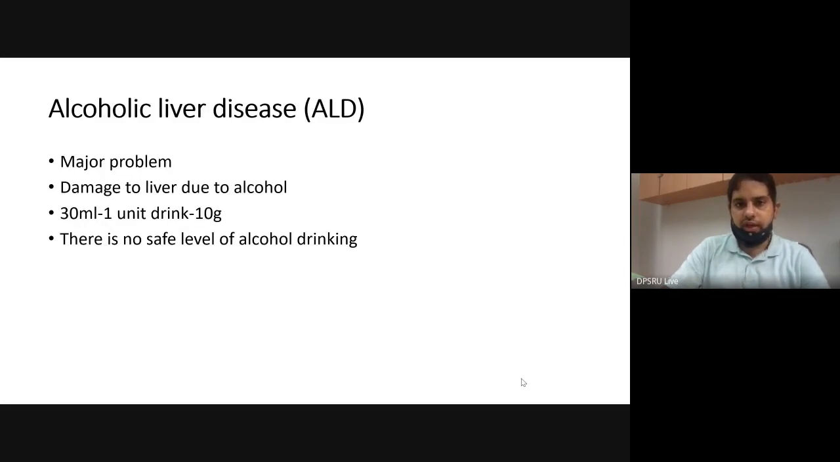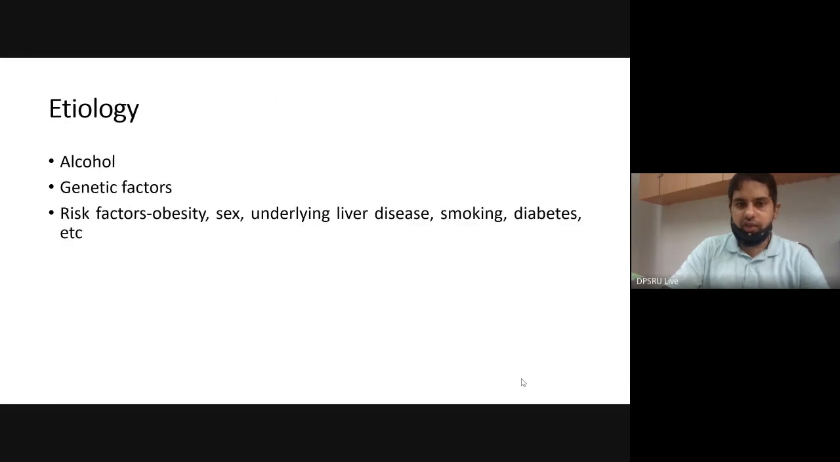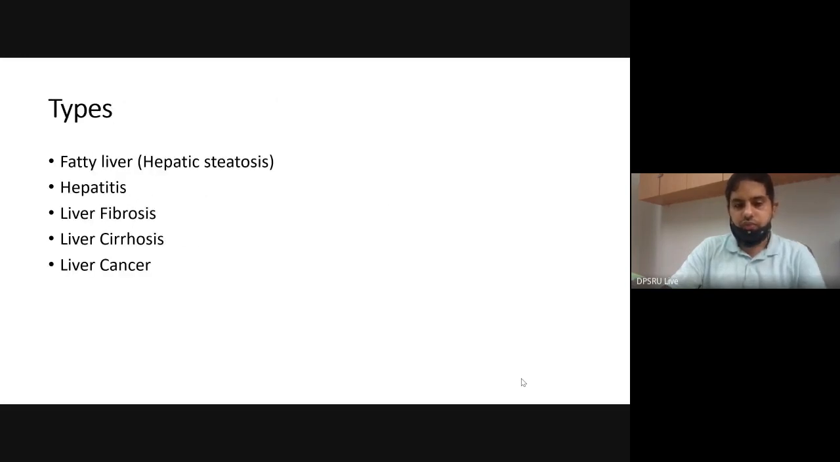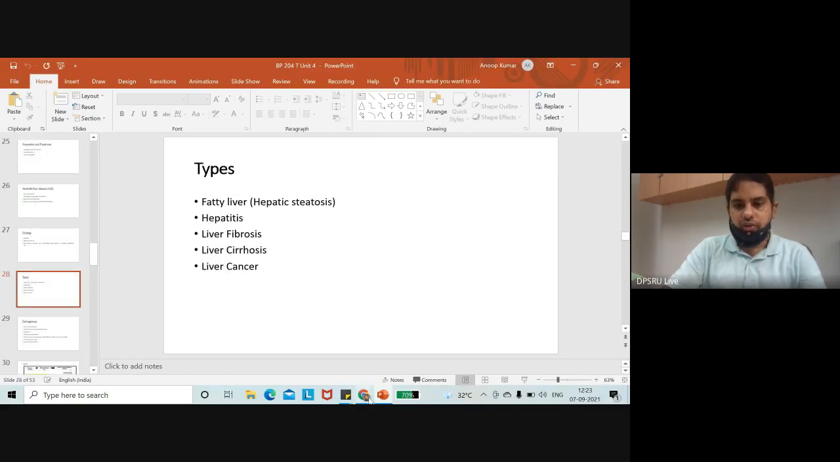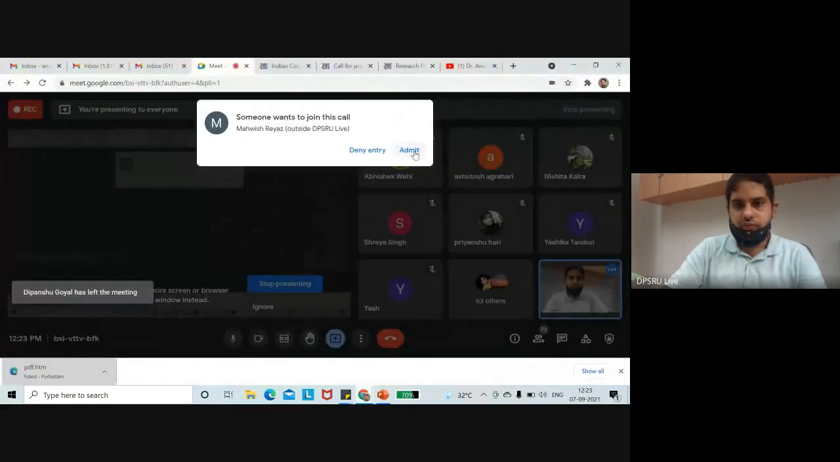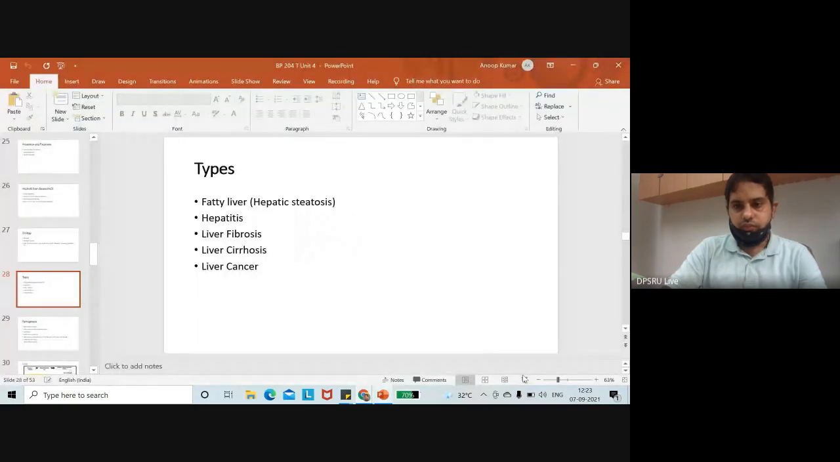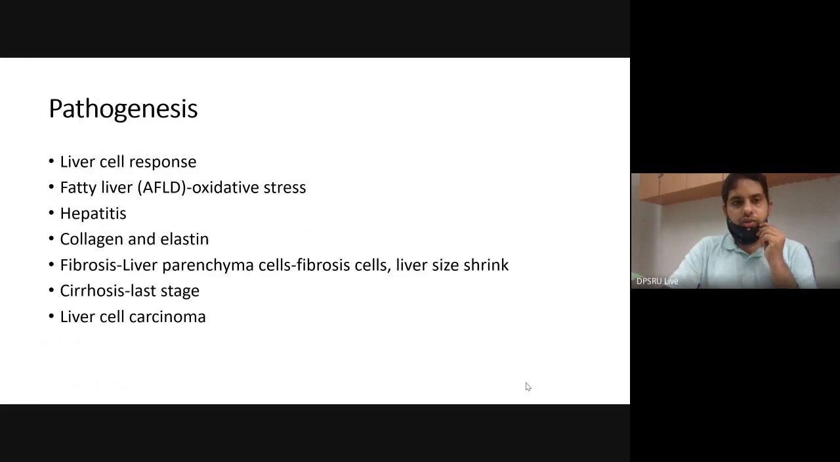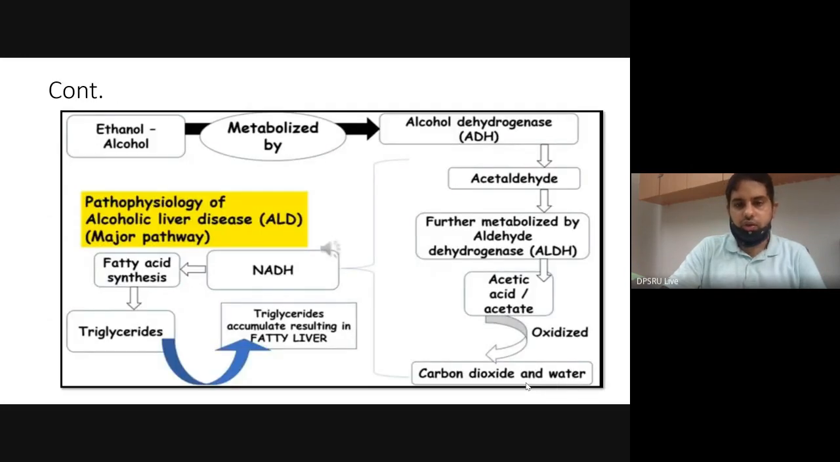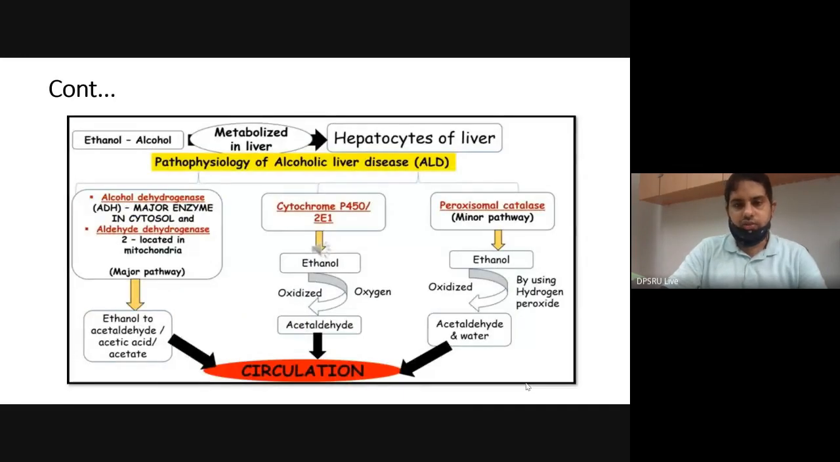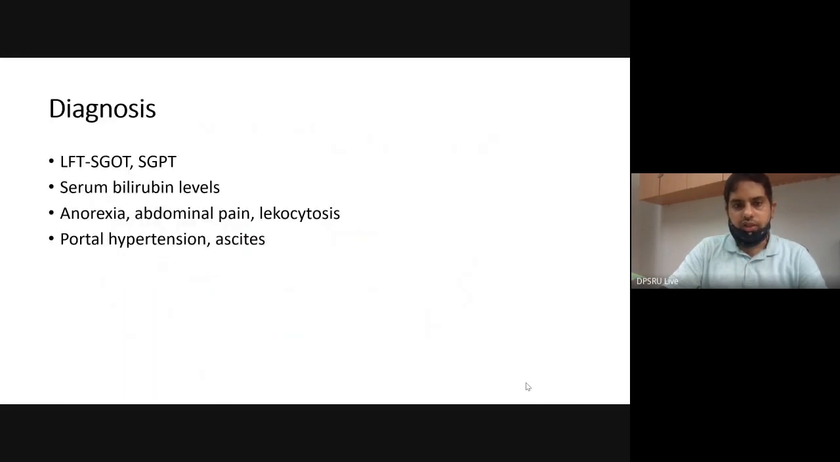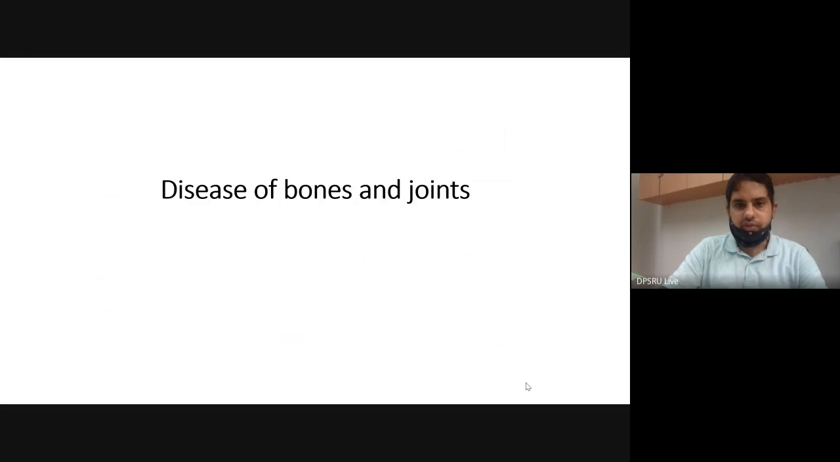Then we have discussed ALD, that is alcoholic liver disease, its etiology and the different types of alcoholic liver disease. And we have discussed the pathogenesis of AFLD, alcoholic fatty liver disease, then hepatitis, and how ethanol is metabolized. We have discussed what happens when someone takes excess alcohol or frequent alcohol, and how to diagnose alcoholic liver disease and what treatment we provide.